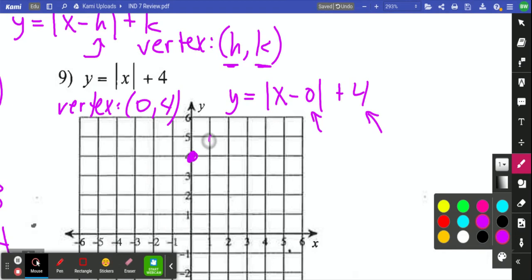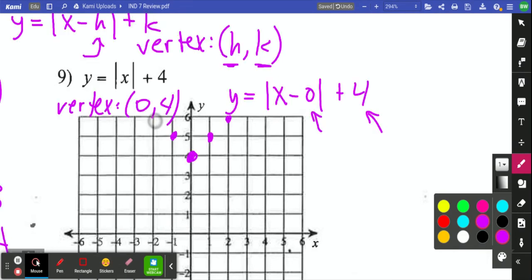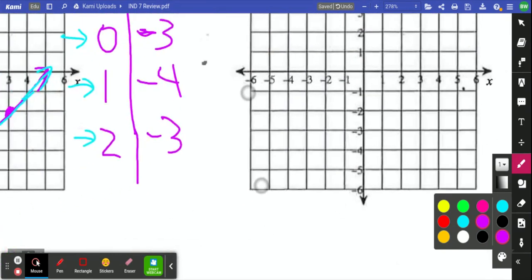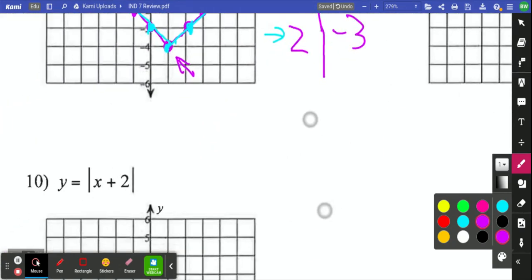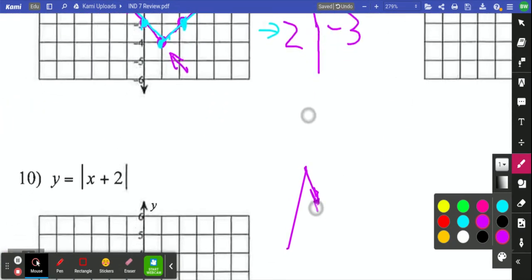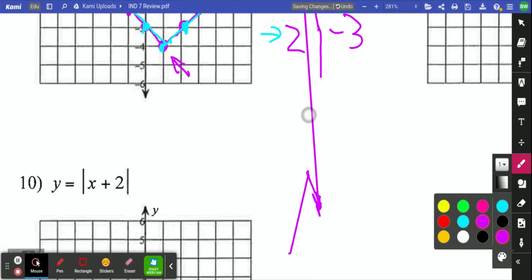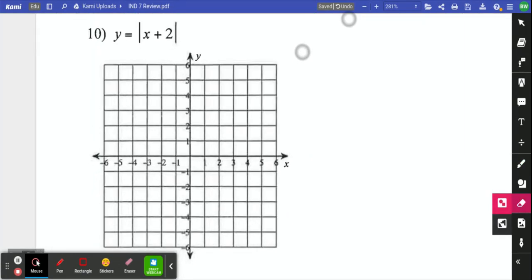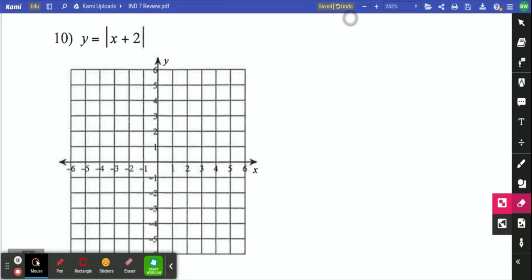We go over 1, up 1, and the other side over 1, up 1. That's actually enough. We could do a couple more. Draw those lines. And that's it. Okay? So just have one more.